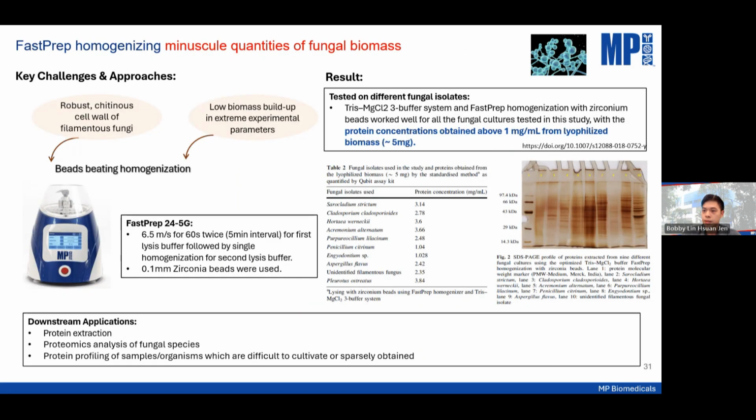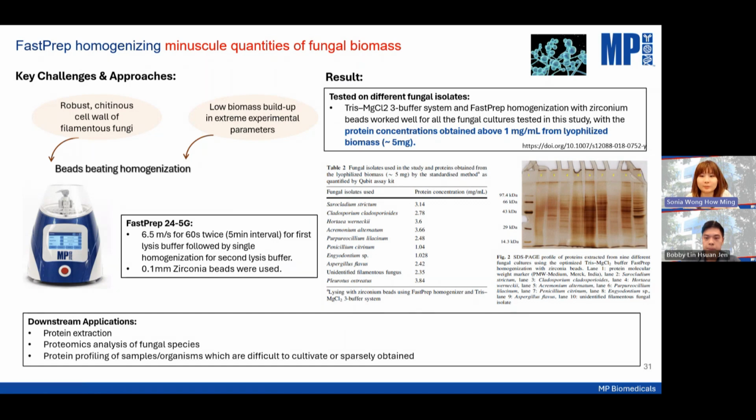Hey, thanks, Bobby, for the very informative session where he introduced FastPrep bead-beating homogenization as well as some of the basic rules of thumb that guide you in selecting the lysing matrices. Like what Bobby mentioned, the first one that we want to address is when you have a very little quantity of the fungus, which makes it even more difficult, just like this case.